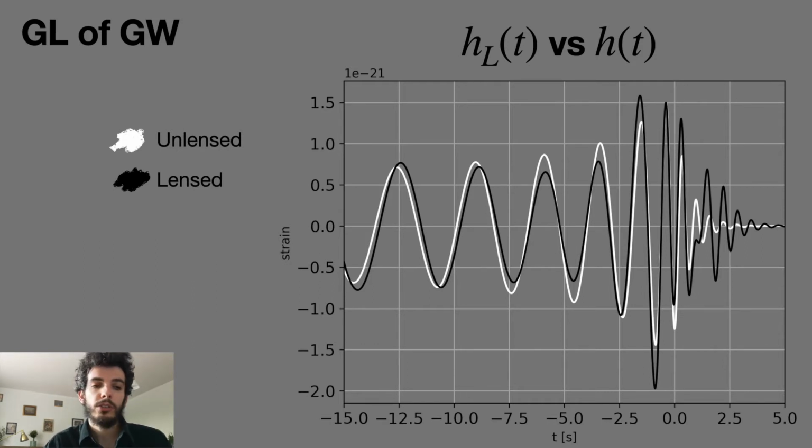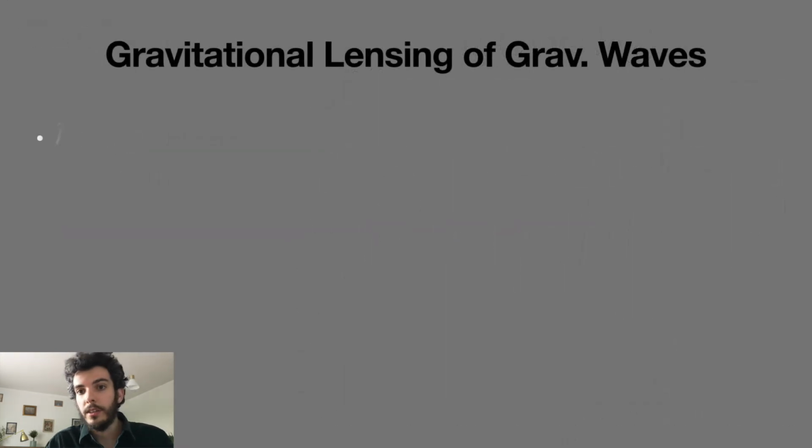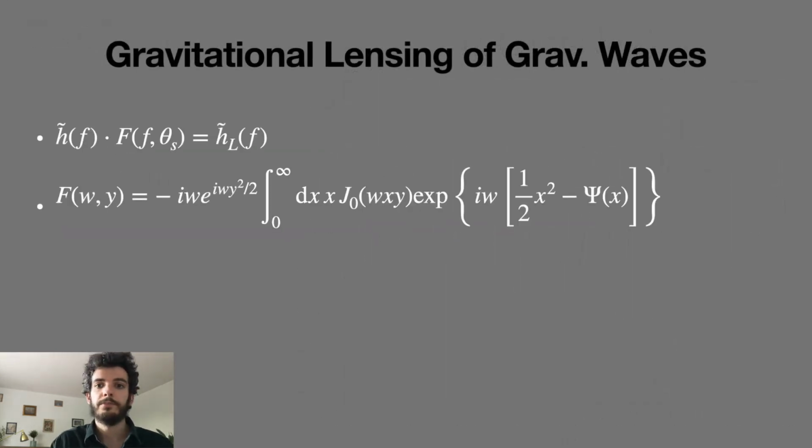And here we can see the comparison between the unlensed and lensed waveforms, in white and black respectively, in the time domain. So the effect of the lensing will depend on different factors that are described by the amplification factor.